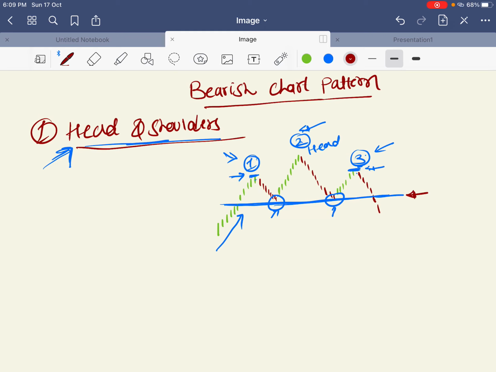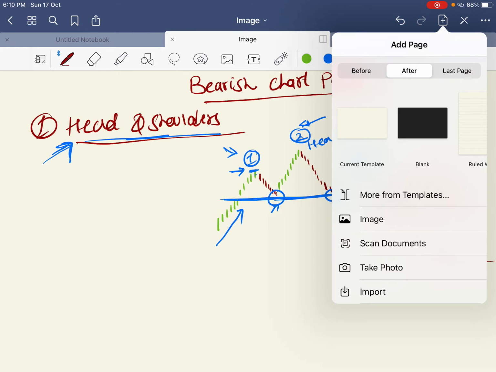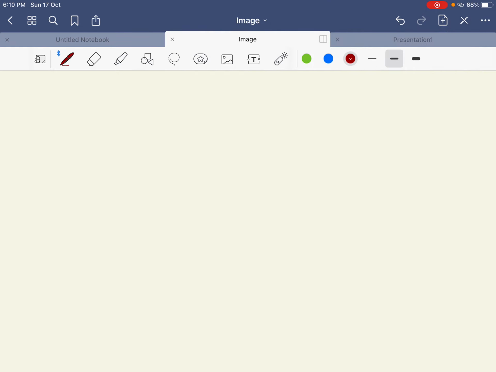After the breakout you can wait for the reversal, and then you can enter here and put your stop loss into the structure of the pattern. You can enter here and wait for a bigger target to achieve. So this is the first bearish chart pattern, which is known as head and shoulder. Next we will move to this, our inverted flag.